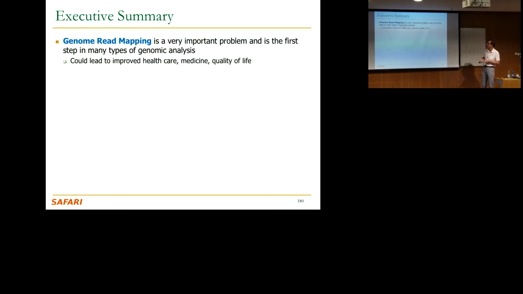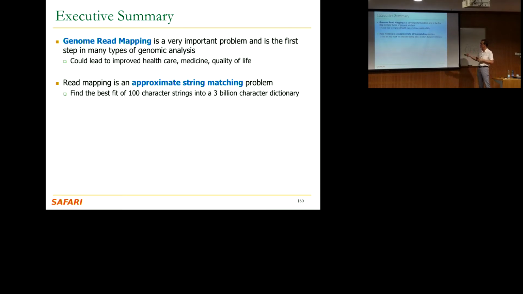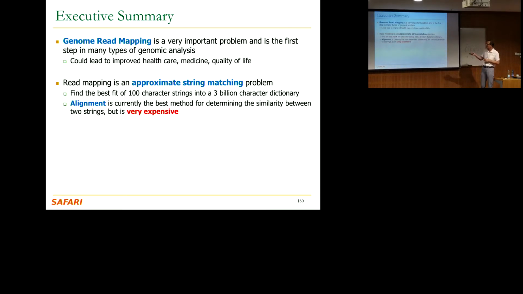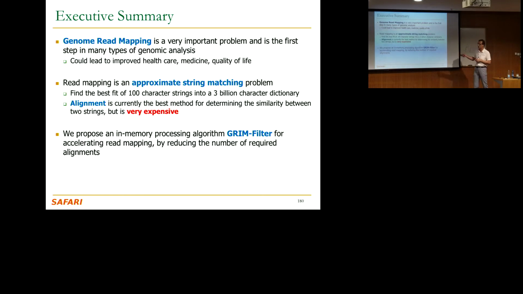And we've already discussed this. Genome read mapping is important. It's an approximate string matching problem. And we've already discussed that also. And alignment is very expensive. So basically, this work looks at an in-memory processing algorithm. It's called GRIM-Filter. Maybe that's not a great name.